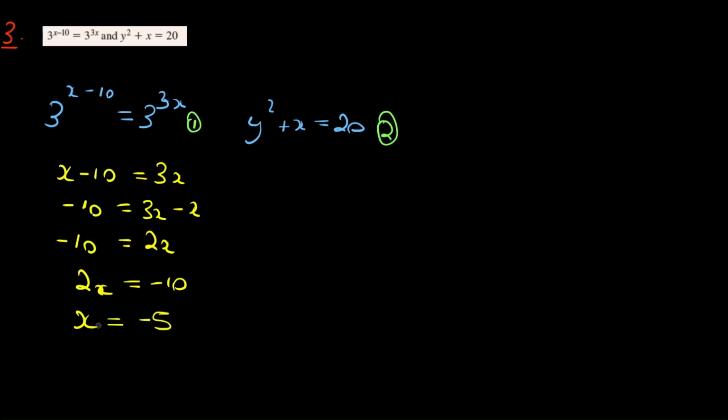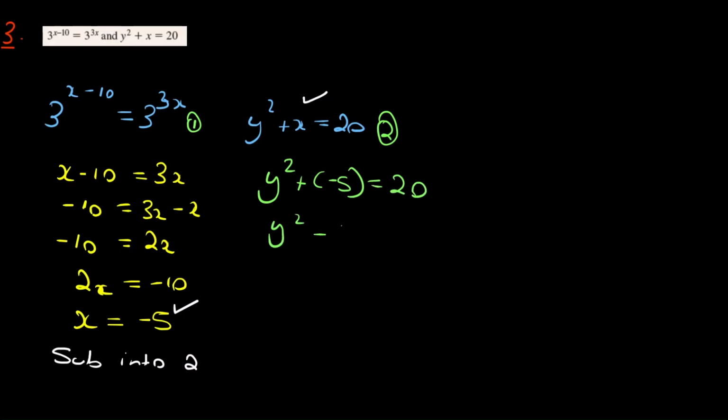So actually in essence, we don't even have an equation, we have already calculated the value of x, meaning that x is equal to negative 5, and to find the y value, we just substitute this value into equation 2. Where there's x, we're going to substitute negative 5. So we'll have y squared, where there's x, we substitute negative 5, is equal to 20. Therefore, y squared minus 5 is equal to 20.